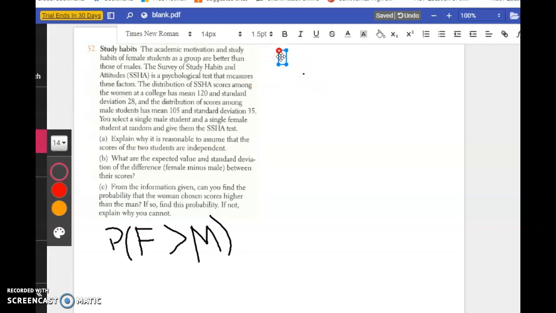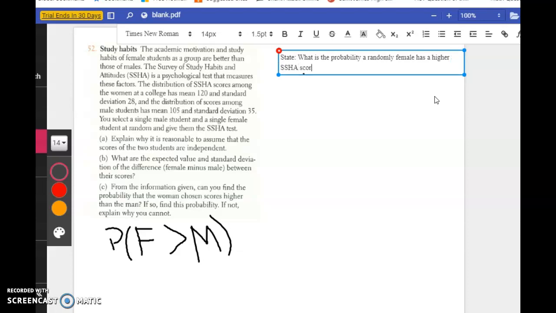I jump back and forth between writing and typing. So for the state, the state here is going to be, what's the probability a randomly selected female has a higher SSHA score than a randomly selected man?